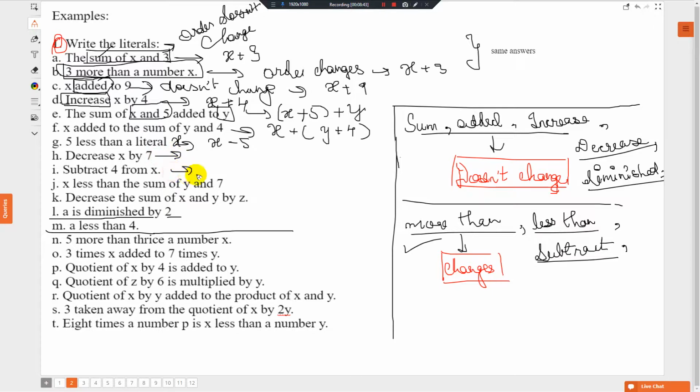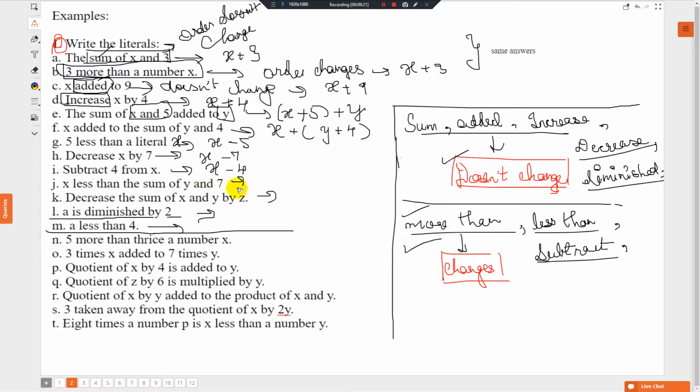Now, decrease x by 7. In that case, decrease does change. So that will be x minus 7. Now when subtract 4 from x comes, subtract comes in changes. That will be x minus 4, right? We have to reverse them.